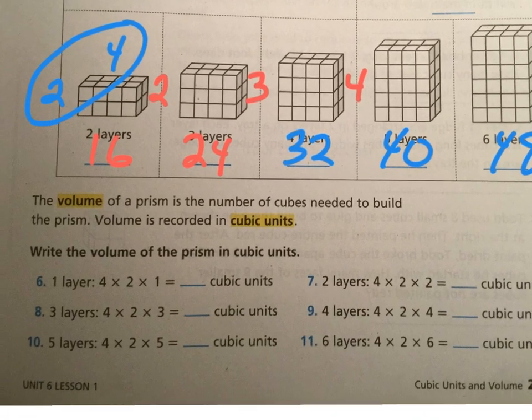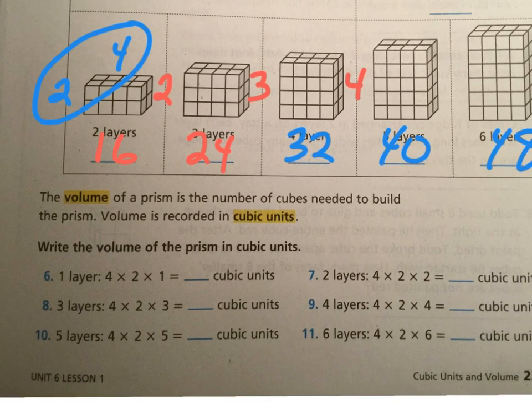All right, let's see how you did here. All right, 6, 4 times 2 is 8. 8 times 1 is 8. 7, 4 times 2 is 8. 8 times 2 is 16. 8, 4 times 2 is 8. 8 times 3 is 24. Notice we're getting the same numbers as up top.